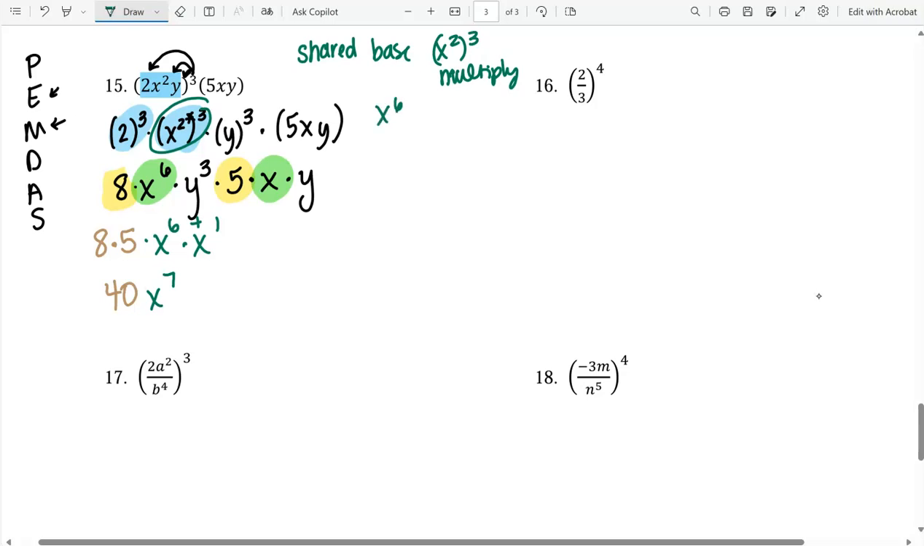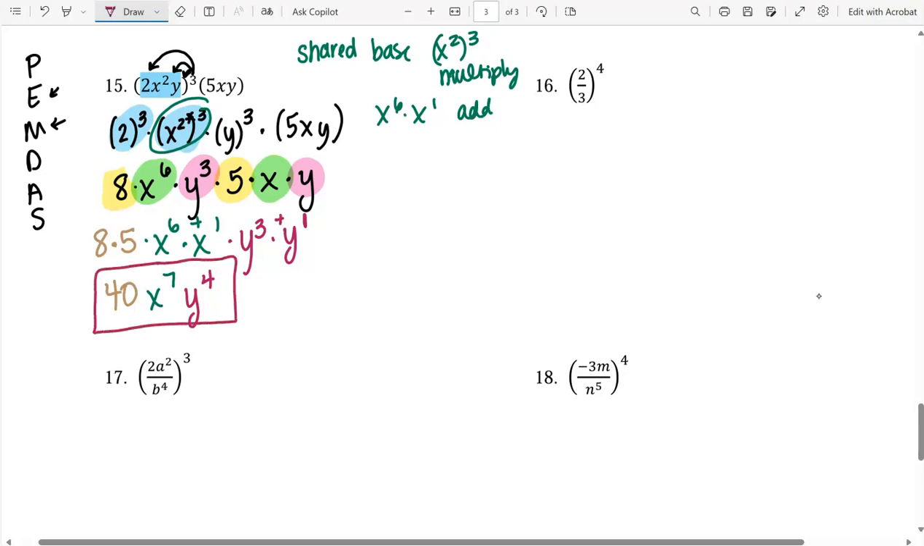If it's two separate bases, that is when I add my exponents. Continuing our conversation, I still have a y cubed and a y that I can combine. So since y cubed and y with a 1 exponent are two separate terms, I can write that letter y one time and add up my exponents. 3 plus 1 is 4. And that is the simplified version of this.